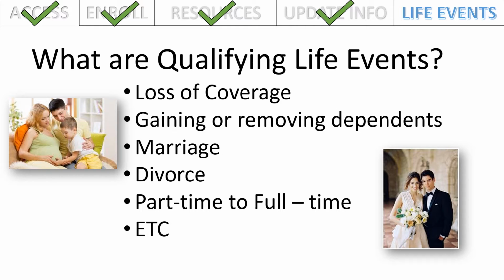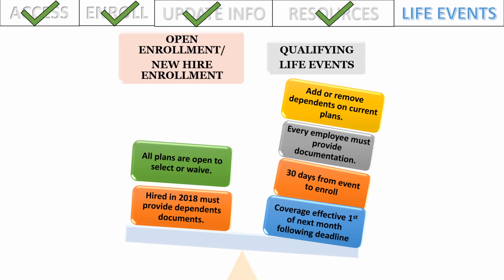There are several events that will allow for a special enrollment. They're all listed in Web Benefits, but first, let's understand the difference between open enrollment, new hire enrollment, and a qualifying life event. Open enrollment and new hire enrollment allow the employee the option to select or waive all benefits offered. If you are hired after January 1st, 2018, to add dependents, you must provide documentation to prove your relationship.